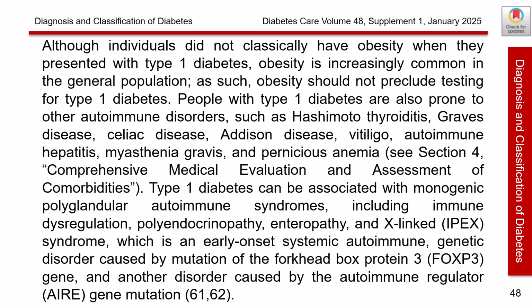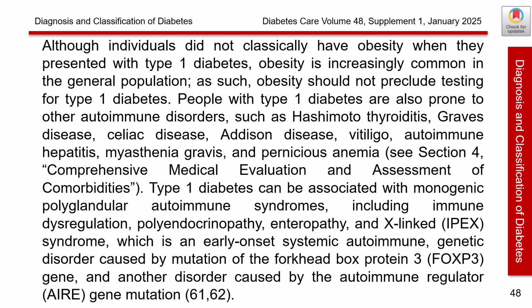People with type 1 diabetes are also prone to other autoimmune disorders, such as Hashimoto thyroiditis, Graves' disease, celiac disease, Addison disease, vitiligo, autoimmune hepatitis, myasthenia gravis, and pernicious anemia. See Section 4, Comprehensive Medical Evaluation and Assessment of Comorbidities.